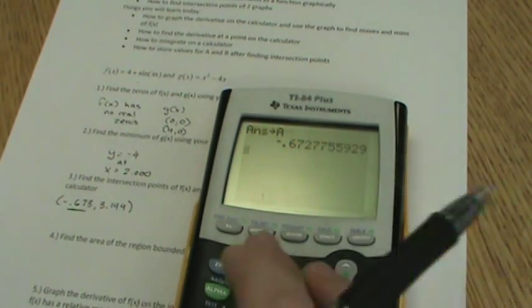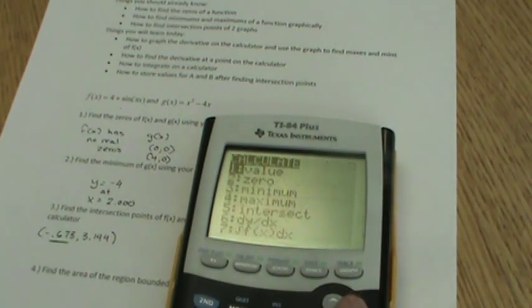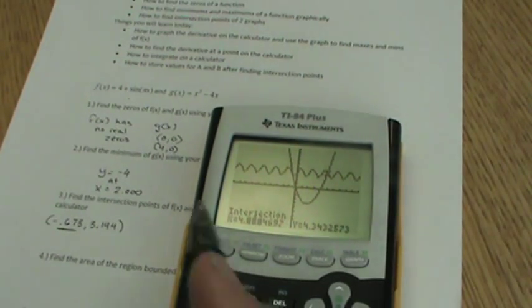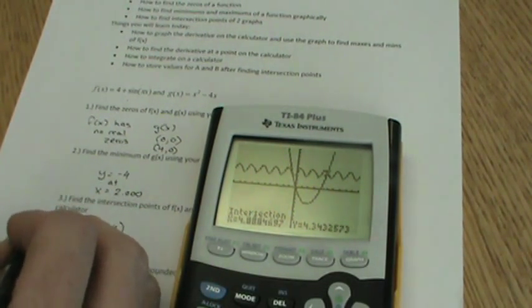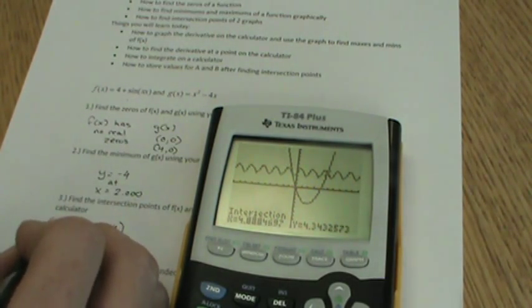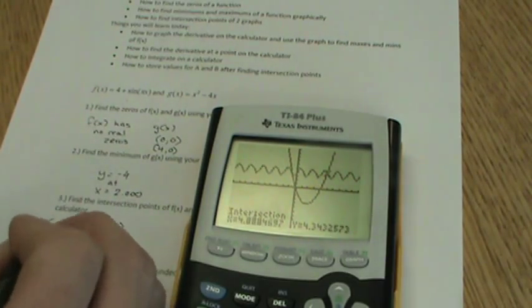Let's do the same thing with the other intersection. Go back to your graph, and we're going to do second trace, intersect, and we're going to go to the second intersection. Okay, hit enter 3 times. 1, 2, 3. And we get our next intersection is going to be 4.888, comma, 4.343. Again, the most important one is that x value.